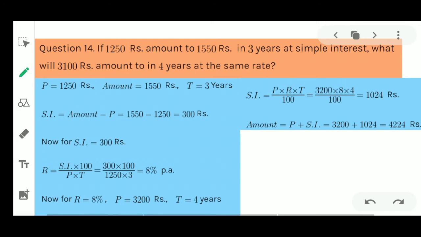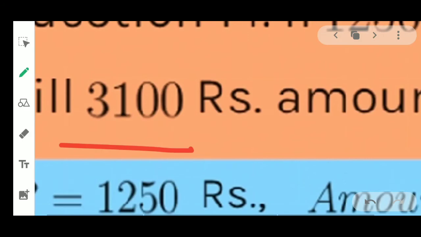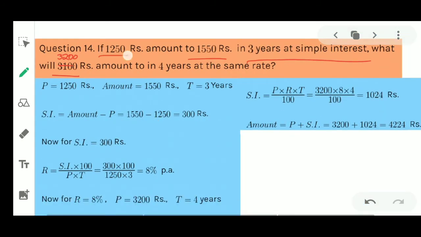Next question number 14. If 1250 rupees amount to 1550 rupees in 3 years at simple interest, what will 3200 rupees amount to in 4 years at the same rate?